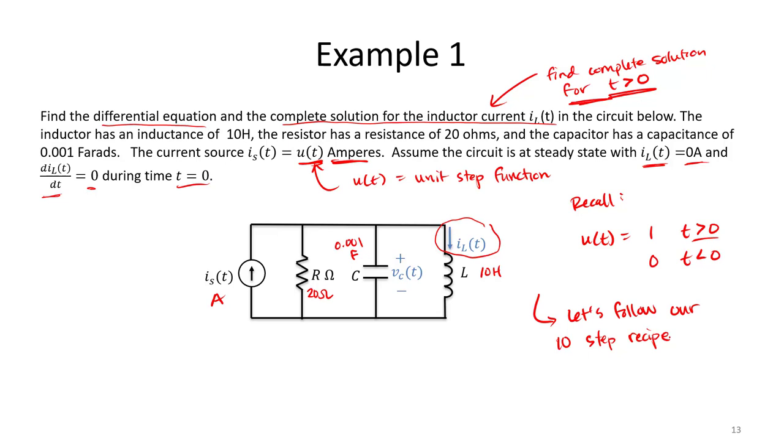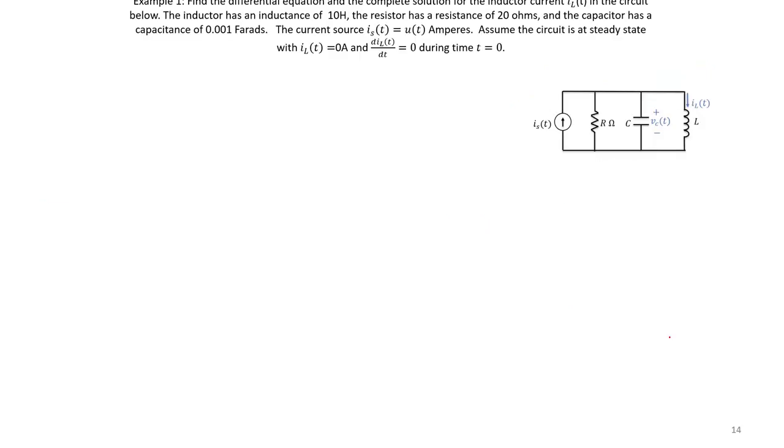So please consider following along with each step of our recipe as we complete this example. All right, let's start with our first step. The first step of our recipe is to verify that we have an RLC circuit. And in this case, we see that we've got one capacitor, one inductor, and one or more resistors. So, yes, we do have an RLC circuit.